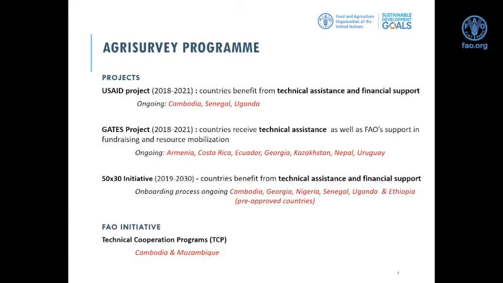The program is running two projects. One is the project funded by the American Cooperation Program, through which we provide technical assistance and financial support to Cambodia, Senegal, and Uganda. And a Gates project funded by the Bill and Melinda Gates Foundation that provides just technical assistance. In this case, I'm involved in this project: Armenia, Costa Rica, Ecuador, Georgia, Kazakhstan, Nepal, and Uruguay. These two projects started in 2018 and finish this year.